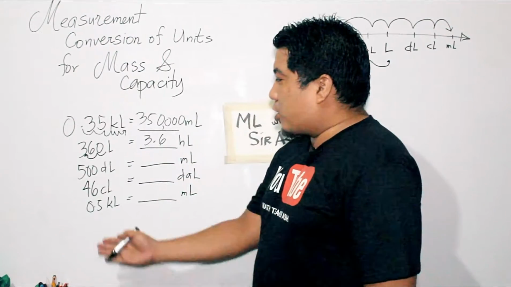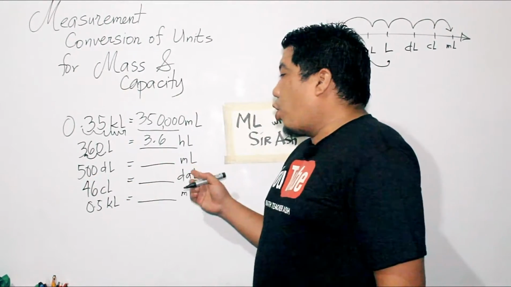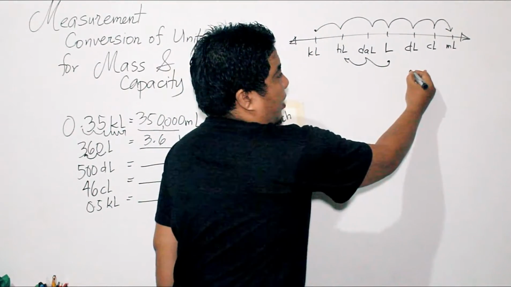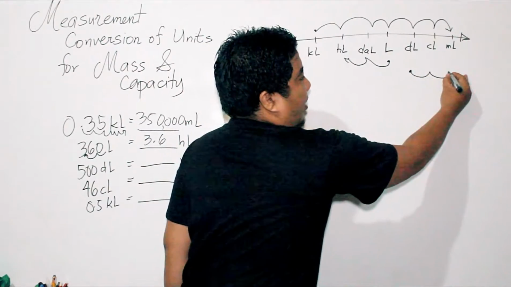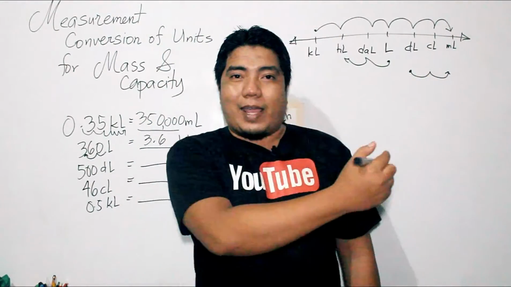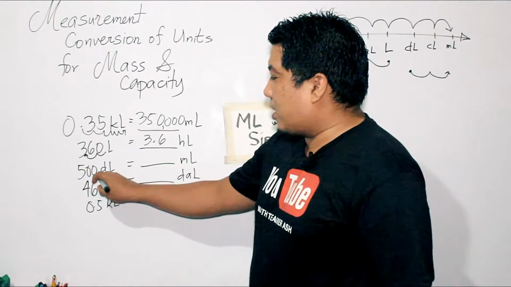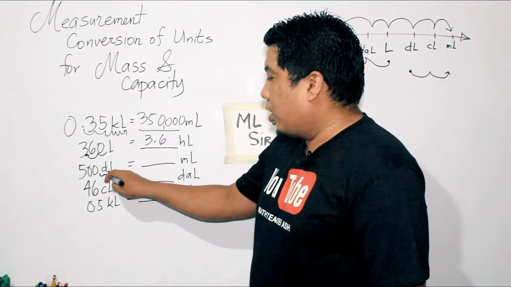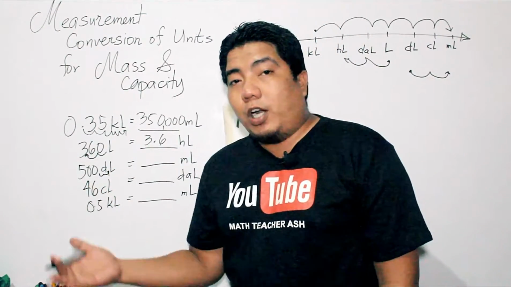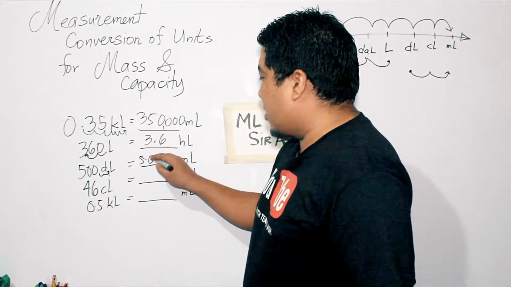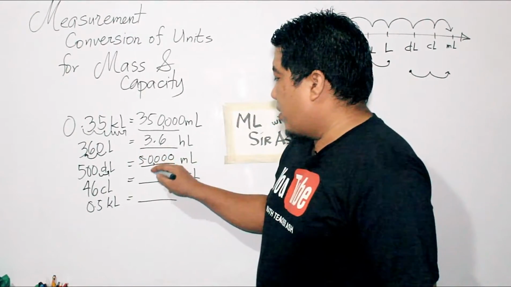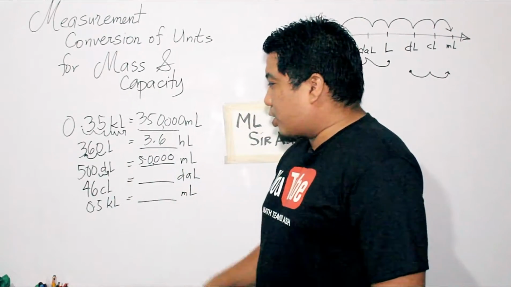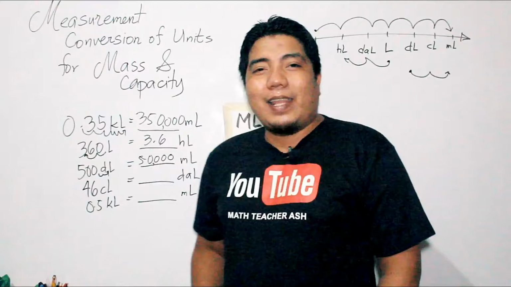Easy, right? Now, let's go to 500 deciliters going to milliliters. From the deciliter, that is here, going to milliliter, that is here. We move 2 units to the right. If this is our decimal point, since this is a whole number, we will move 2 units to the right. So we will just be adding 2 more zeros. That gives us 50,000 milliliters.